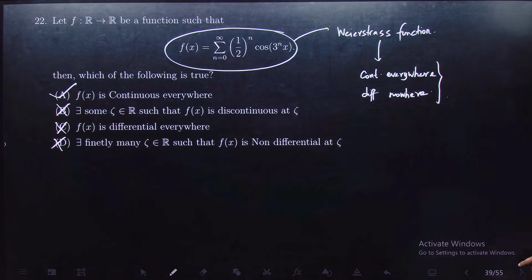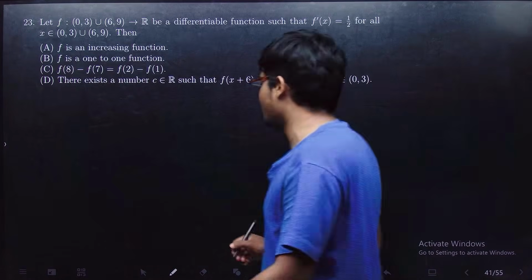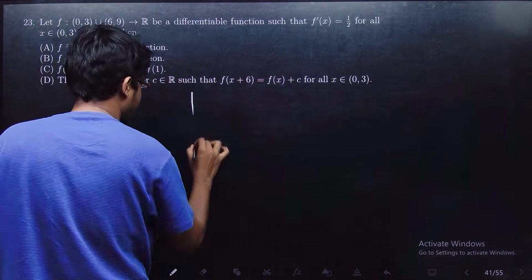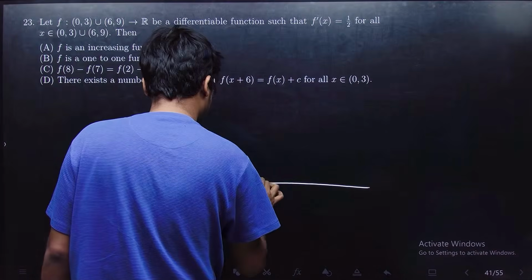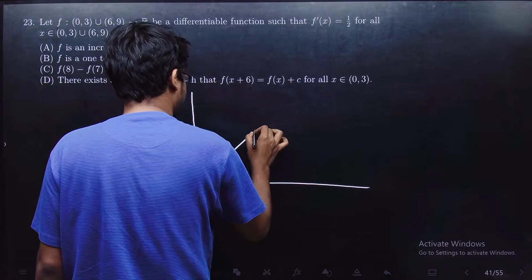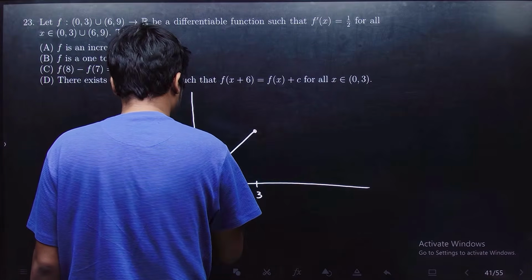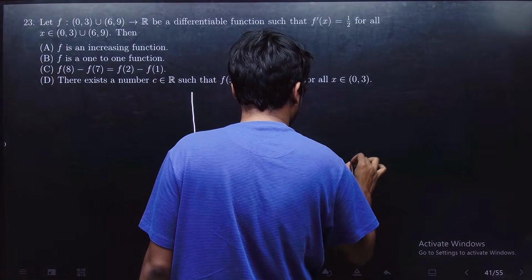If you look at the next one, you have a function from 0, 3 union 6, 9 is a differentiable function such that f prime x is equal to half for all the values in this interval. So if f prime x is equal to half, if I plot the graph of this function, it's very easy to draw it. So in this interval 0 to 3, your function looks something like this. Obviously, the endpoints are not included. Similarly, from 6 to 9, again, you'll have something that looks like this.